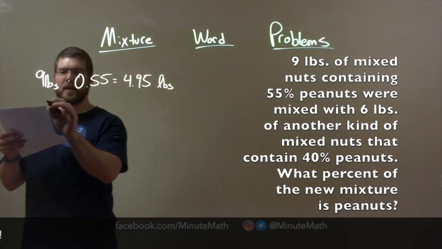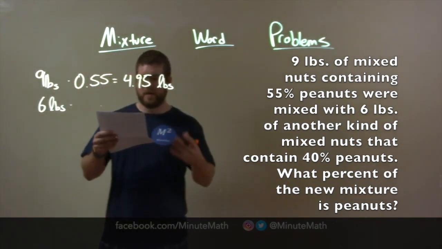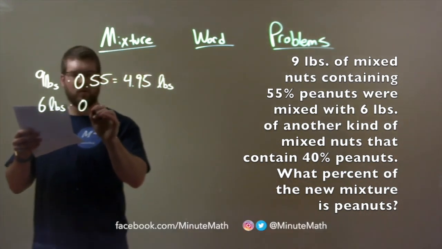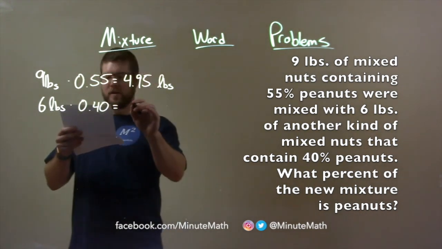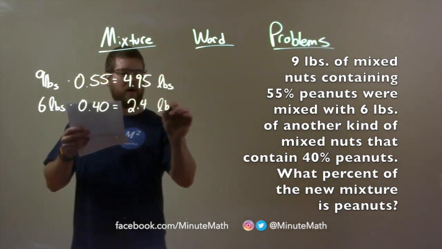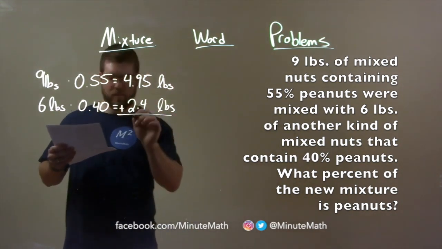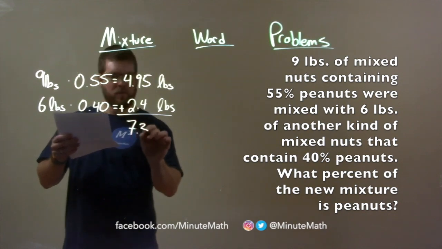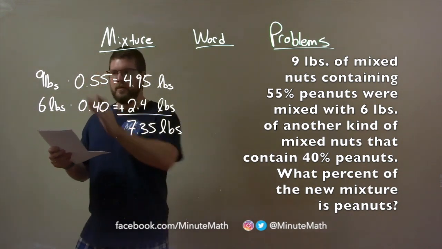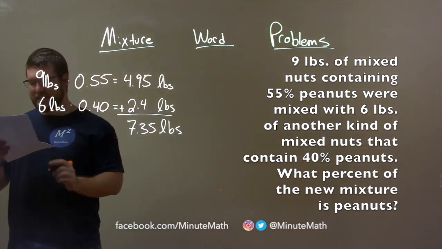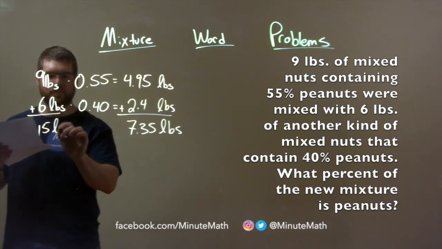The second mixture contains 6 pounds of another type of mixed nuts, and that one had 40%, or 0.40 as a decimal, peanuts. Multiply that out, and we have 2.4 pounds of peanuts in the second mixture. Add these two numbers together, and we have 7.35 pounds of total peanuts. Now, we add the two mixtures together. 9 plus 6 is 15 pounds.